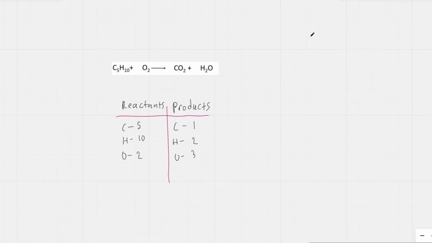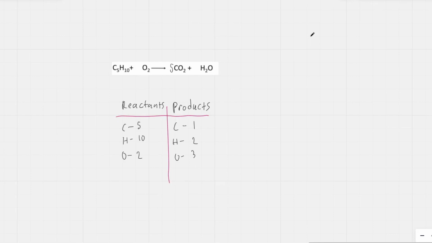So according to this, let's list out the reactants and list out the products here. For reactants, we have carbon, and there's 5 carbon, as we can see there. There's 10 hydrogen and 2 oxygen, right? And for products, we have 1 carbon, 2 hydrogen, and 3 oxygen. So first of all, when I look at this table, the first thing I notice is that I have 5 carbon reactants, but only 1 carbon on the products. So let's fix that, and right away, let's add a 5 here on the product side, like so.